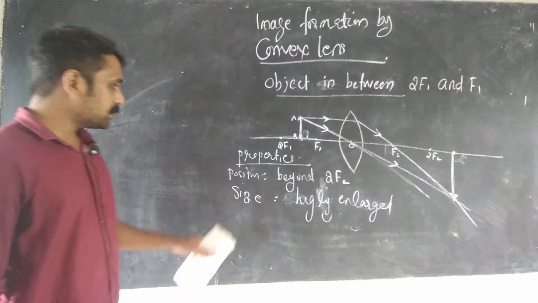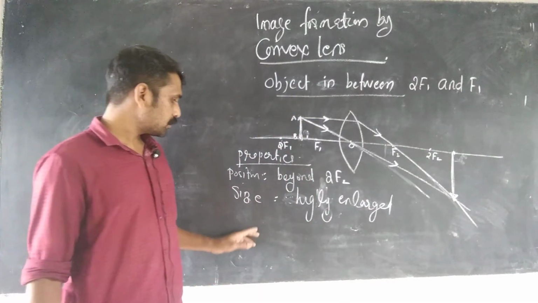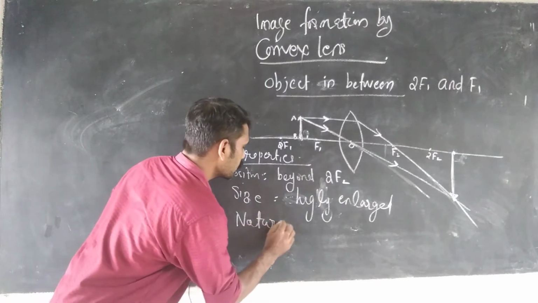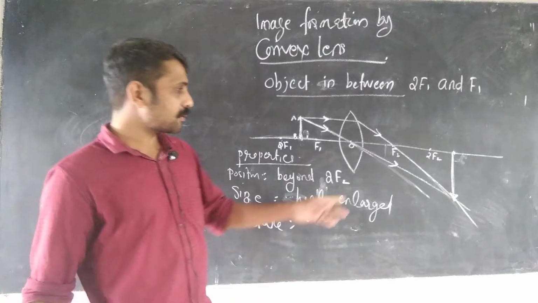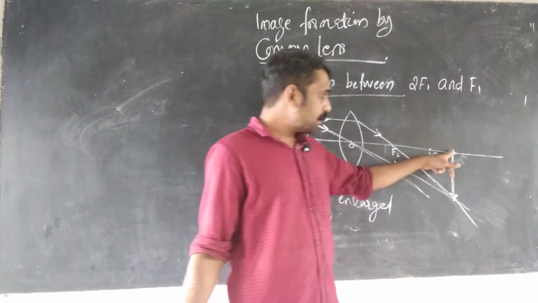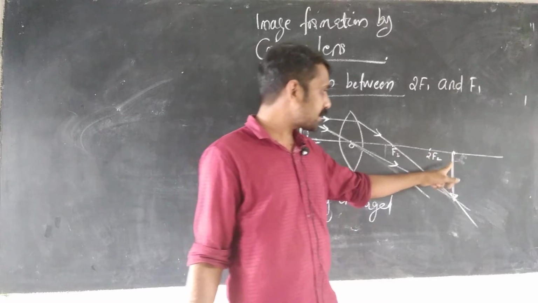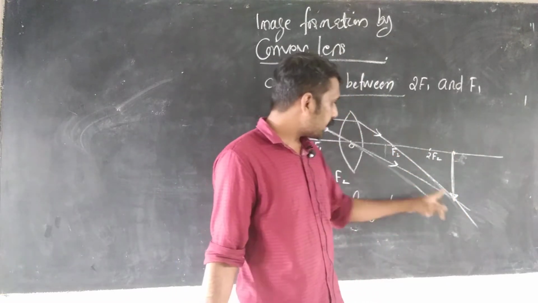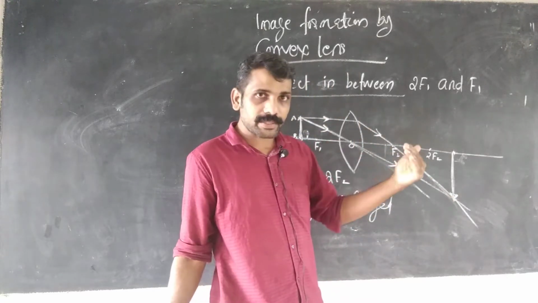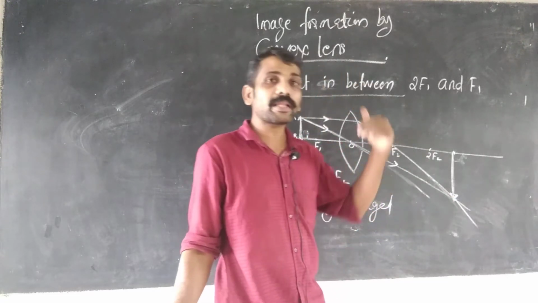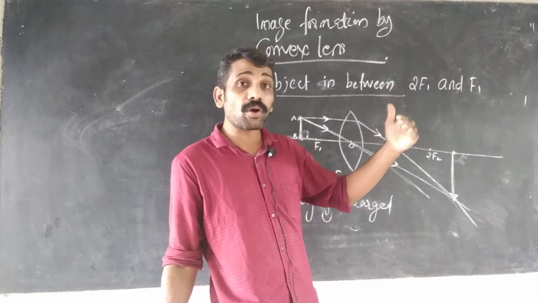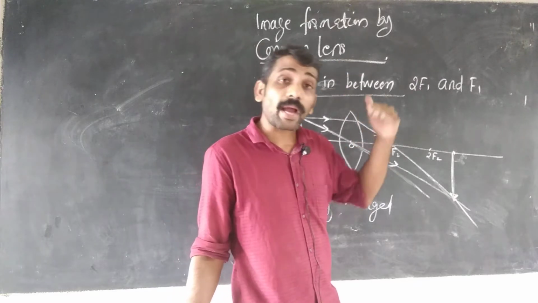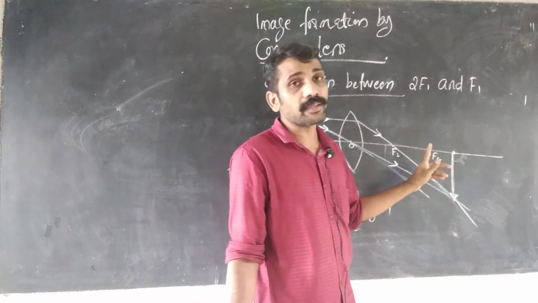And next is nature. What is the nature of the image? The image is real. That means, what is a real image? If the image is formed by the intersection of actual rays, then that image is called a real image.